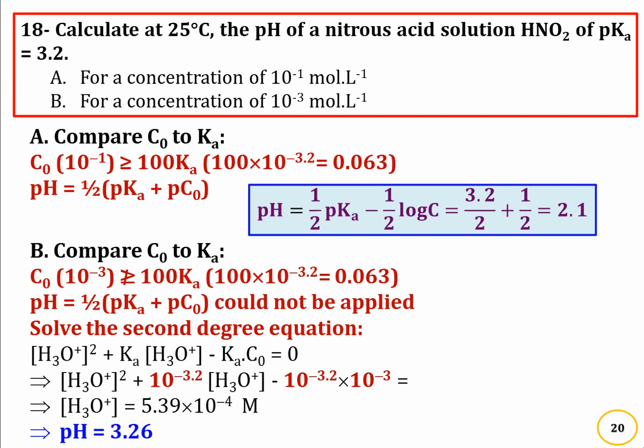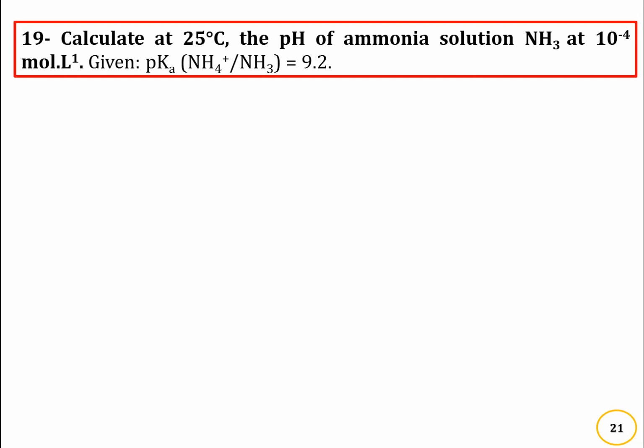The objective of exercise 19 is the same as number 18. Calculate at 25 the pH of ammonia solution, which is basic, of concentration 10 minus 4 molar given pKa. Since we have a base, it's preferred to work on Kb and not on Ka.